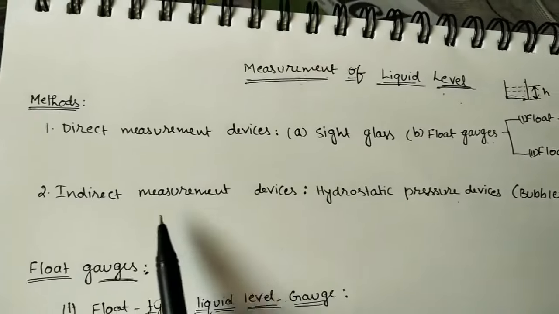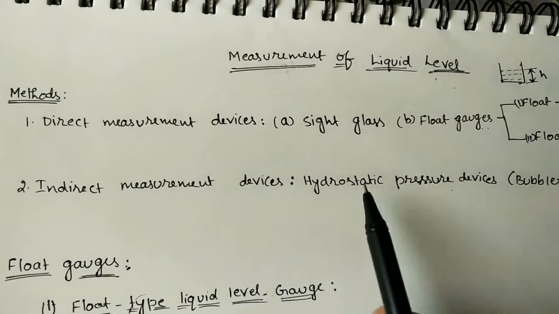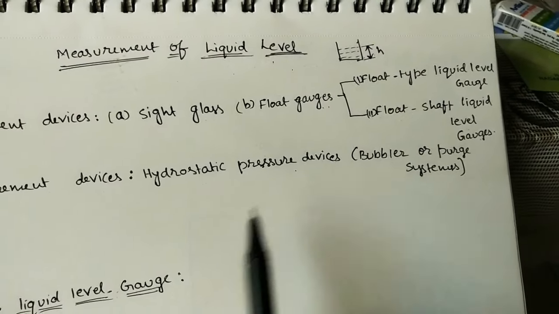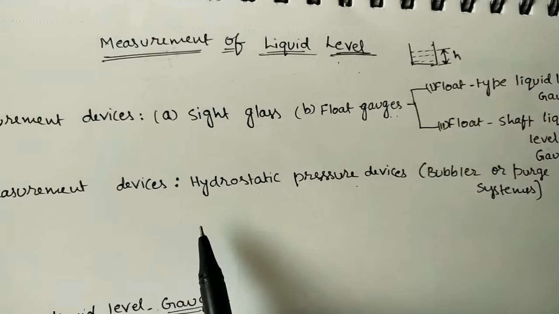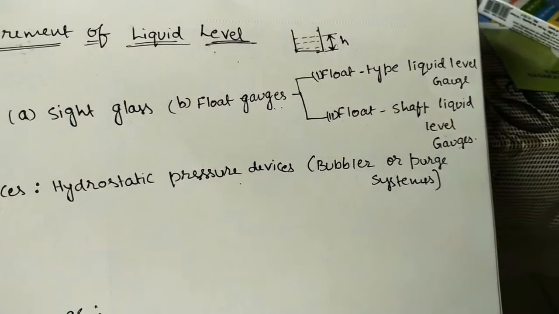Okay. The next level is indirect measurement devices. Already we did this video also. These are called hydrostatic pressure devices, or we can call it as bubbler system gauge. So in this class, let us discuss float shaft liquid level gauge.